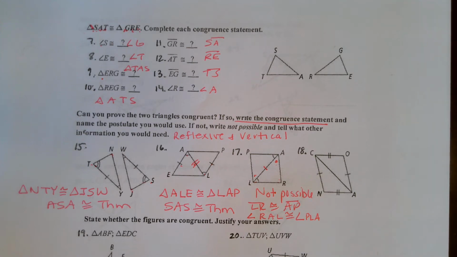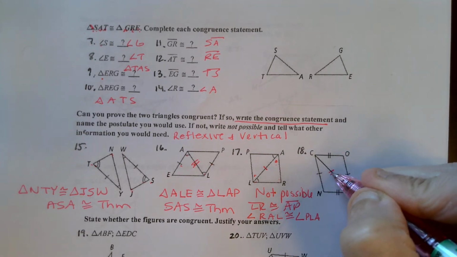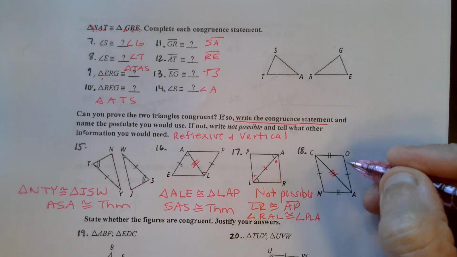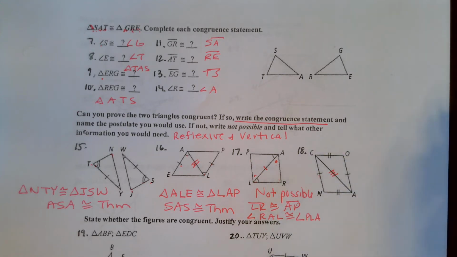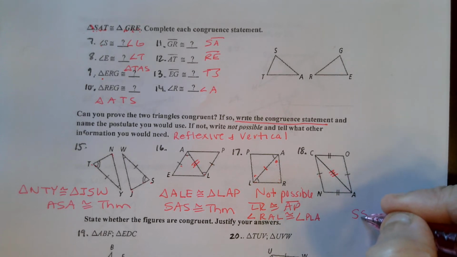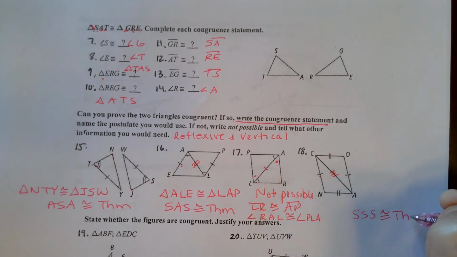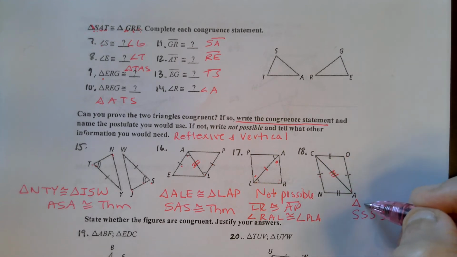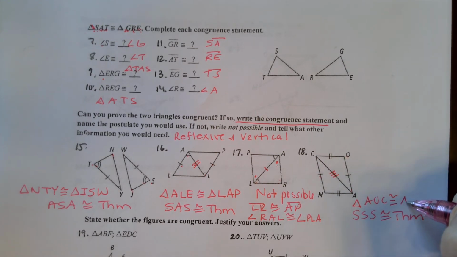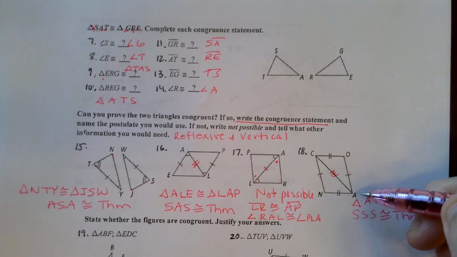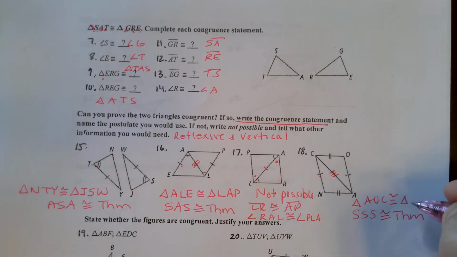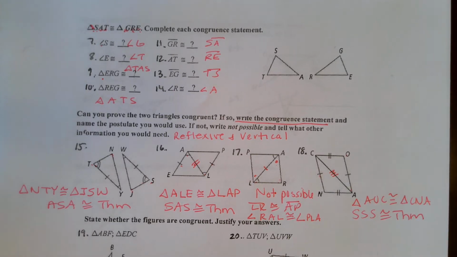Either one's possible. Going over here, we have reflexive again. And then I have 1, 2, 3, 1, 2, 3. Good. So these are the SSS congruence theorem. And again, I have to go in the right order. So triangle AOC is congruent to CNA. All right.